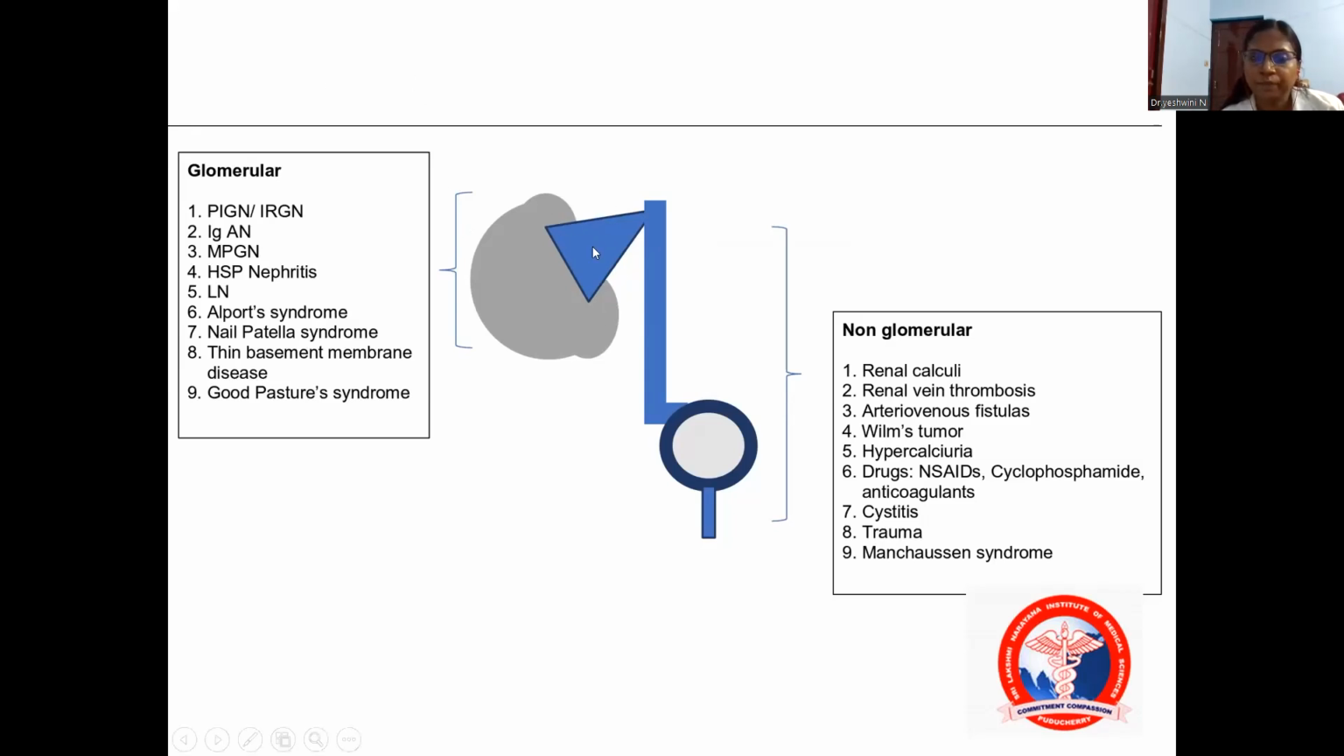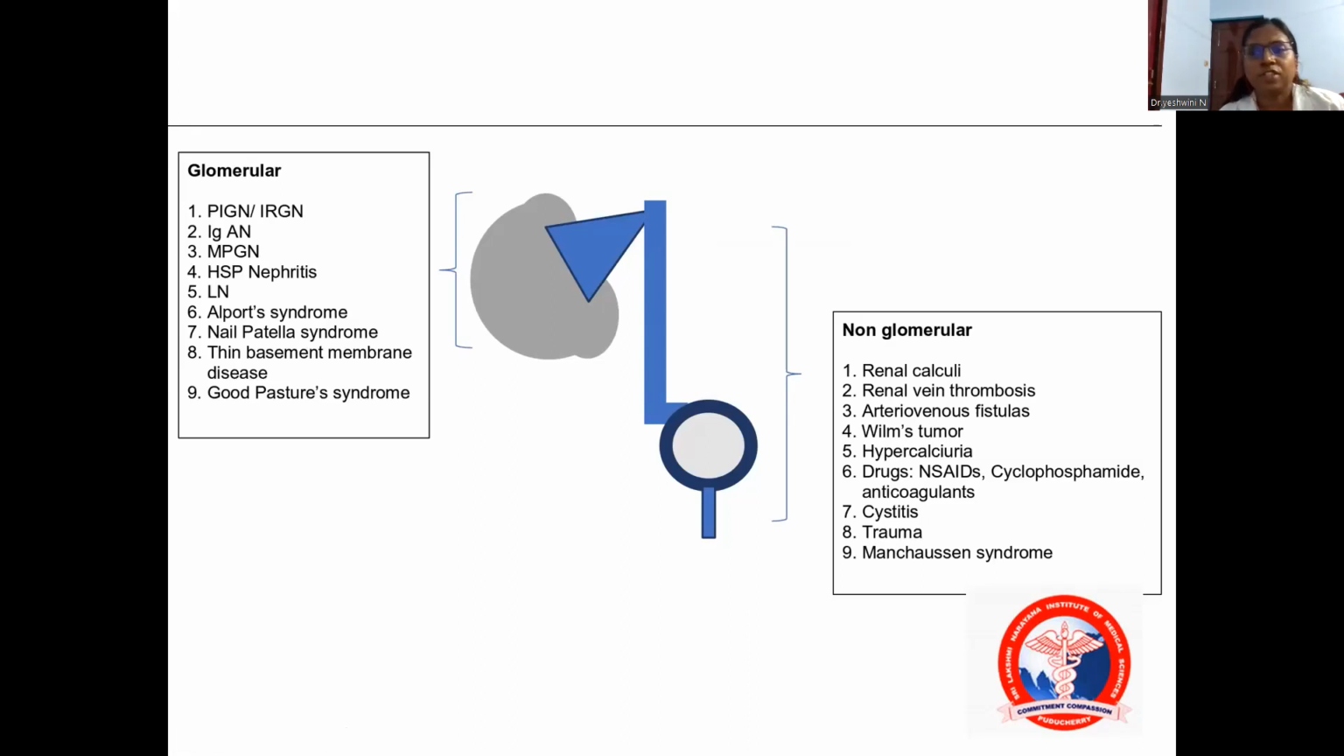So it could be vascular causes like renal vein thrombosis, AV fistulas, some calculus, or some tumors like Wilms tumor, hypercalciuria, drugs which can cause hematuria or cause kidney injury, cyclophosphamide, which can cause hemorrhagic cystitis, or NSAIDs, anticoagulants, cystitis, infection of your bladder. Okay, these can cause hematuria. So it is glomerular cause and then non-glomerular cause.